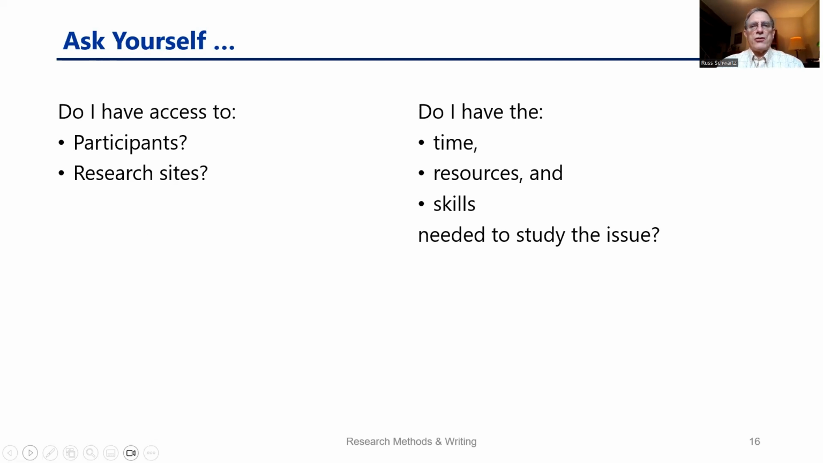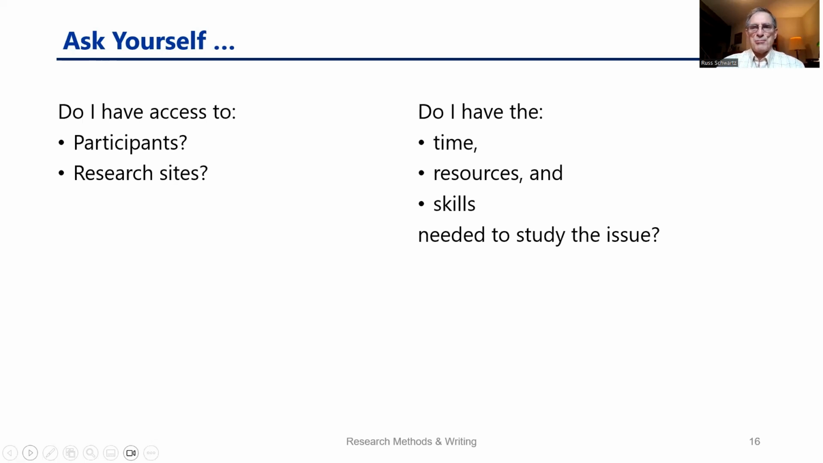First of all, ask yourself these questions. Do I have access to the participants I need to study? Or do I have access to the research sites I need to visit? And if I don't, do I think I can get it? Will people let me study these people? Will I be allowed to go to these sites? And then ask yourself, do I have the time, the resources, and skills needed to study the issue?